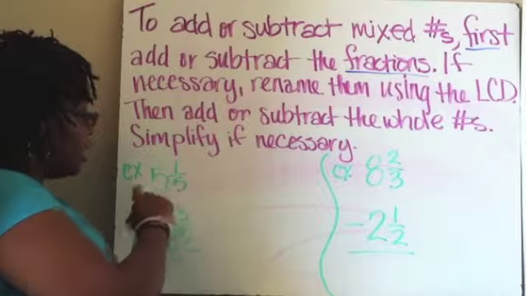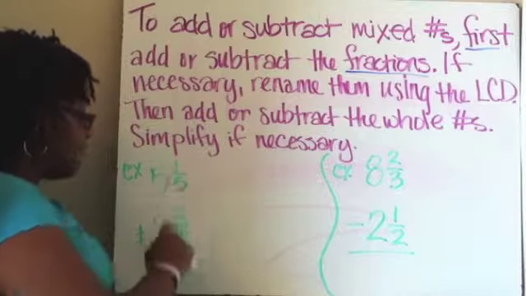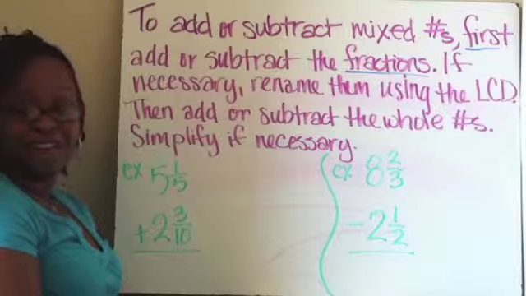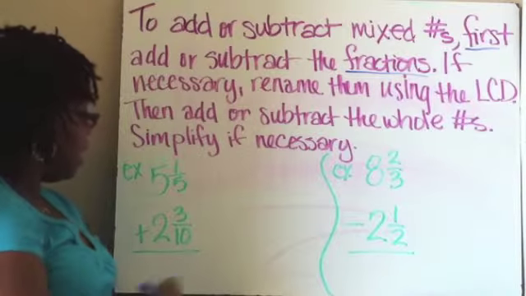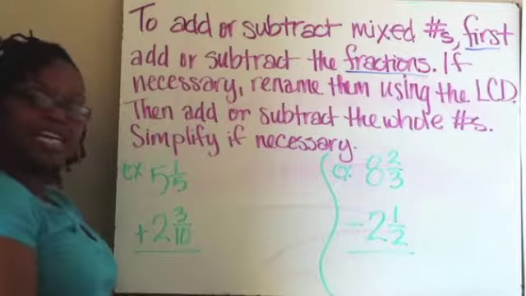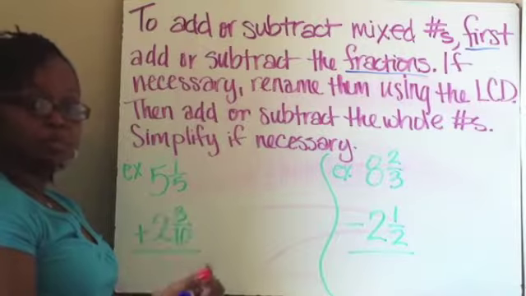All right, so here we've got 5 1/5 plus 2 3/10. So we need to add the fractions first. We can't do that here because we need them to be like fractions. Remember, we have to have the least common denominator. So I've got 1/5 and 3/10. Well, I know that I can use 10 as my least common denominator. And if you need to list out the multiples, do that.